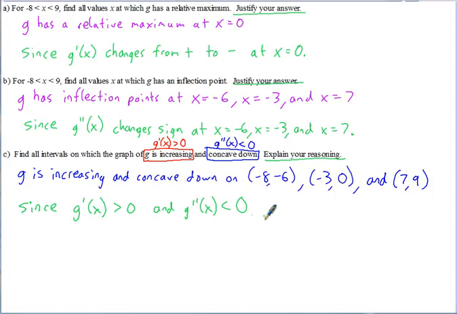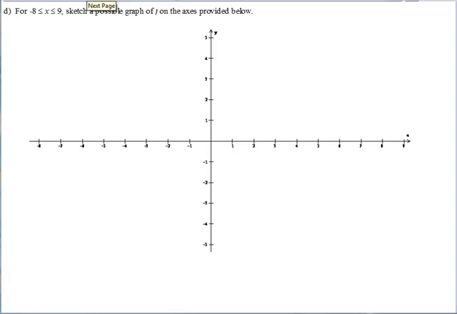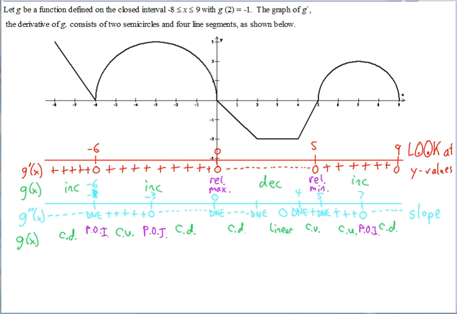And finally, in part B, it says from -8 to 9, sketch a possible graph of f on the axes provided below. So let's look and see if we have any points we know for sure. And it tells us right here, g of 2 equals -1. So that means we know the point (2, -1) is on the graph.